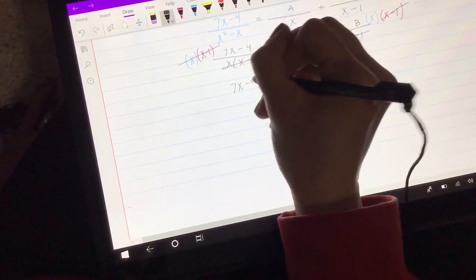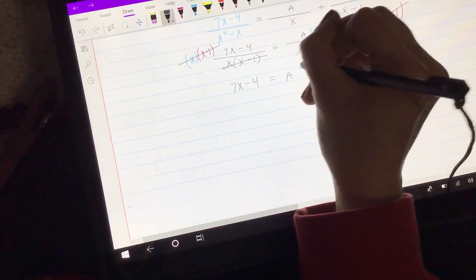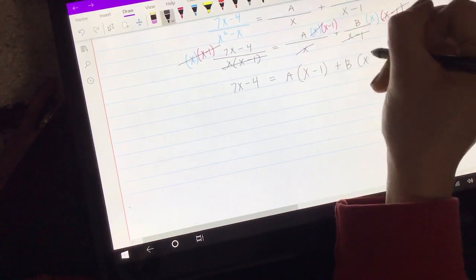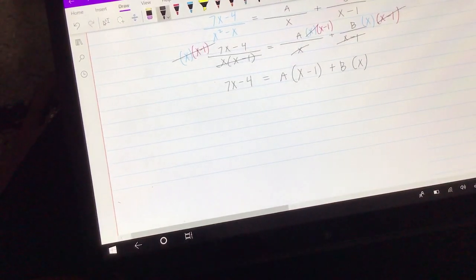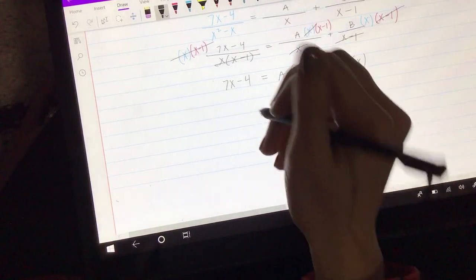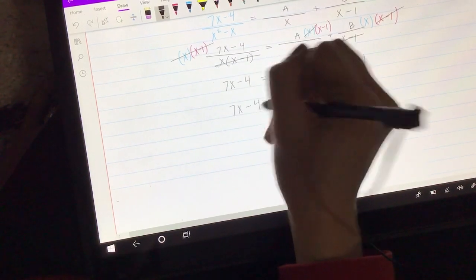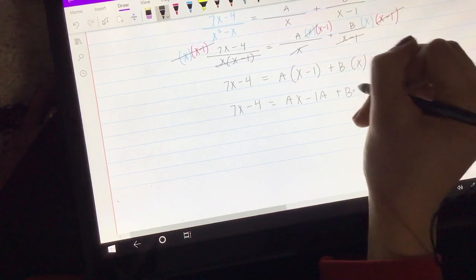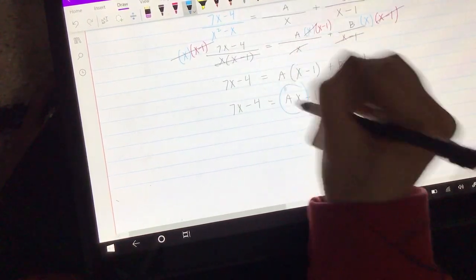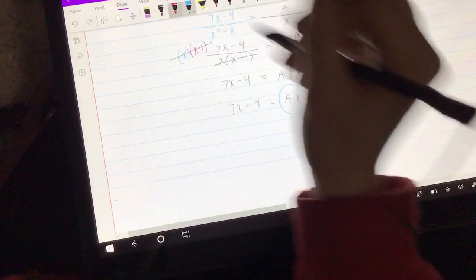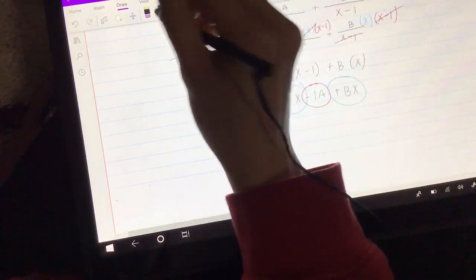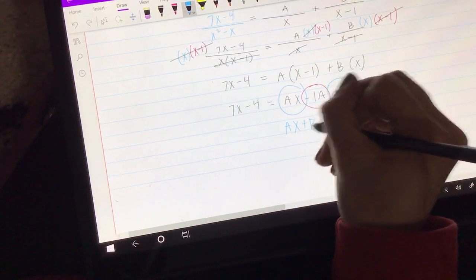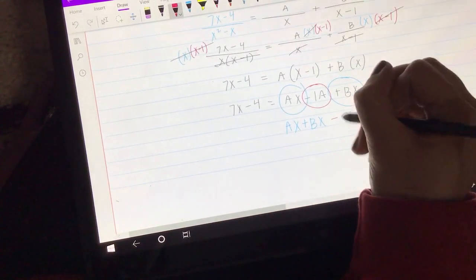So we have 7x minus 4 equals a times the quantity x minus 1 plus b times the x. Distribute a and b again. It's literally the same thing we've been doing. So we get ax minus 1a plus bx. Group up your x terms. Group up your constants. Rewrite it in that order. So we have ax plus bx minus 1a.